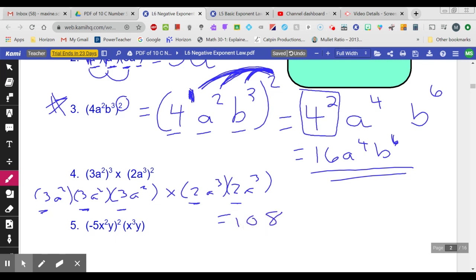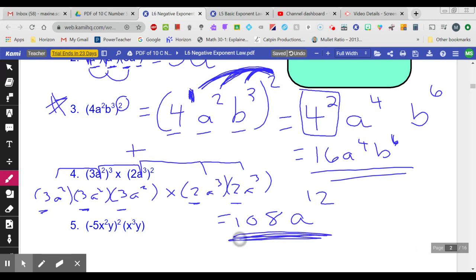And then a squared, a squared, a squared, a cubed, a cubed. We're going to add up all those a's. So 2 plus 2 plus 2 plus 3 plus 3. So we get out 12. So that's option number 1, 108 a to the 12th.